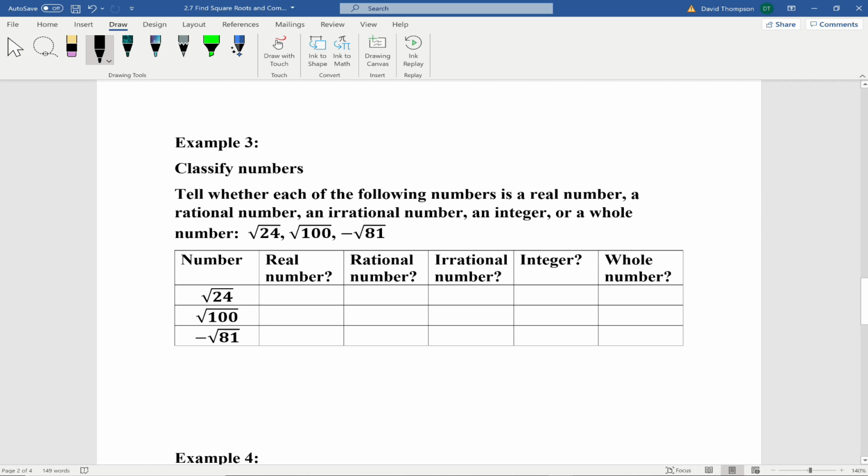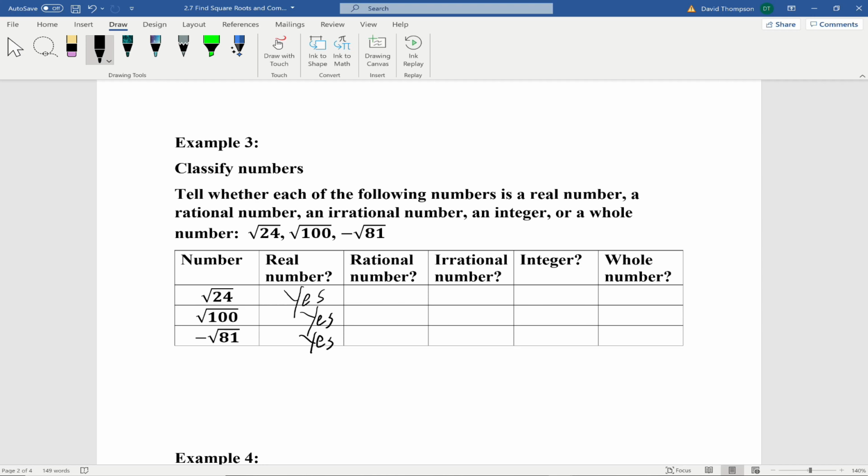Example 3, classify the numbers. Tell whether each of the following numbers is a real number, a rational number, an irrational number, an integer, or a whole number. So the numbers we're given are square root of 24, square root of 100, and negative square root of 81. So first and foremost, they're all real numbers. So we know we can just answer yes to all of them. They're all going to be real numbers. So are they rational numbers? So that's where we have to start checking.